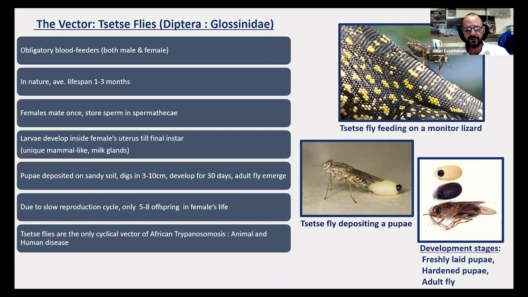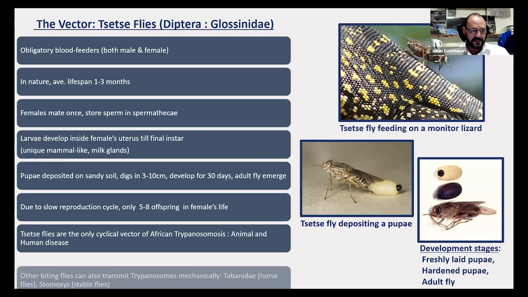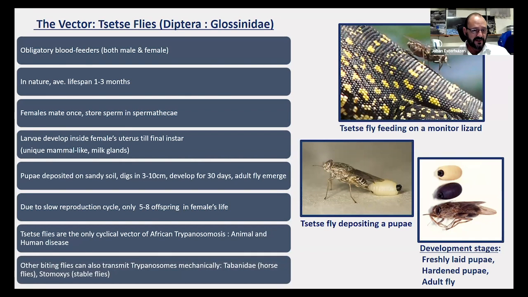Tsetse flies are also the only cyclical vector of trypanosomosis, both animal and human diseases. This means that the parasite develops fully between the tsetse fly and the mammalian host, and there's no third intermediary host in between. Although, having said that, other biting flies can also transmit trypanosomes mechanically.